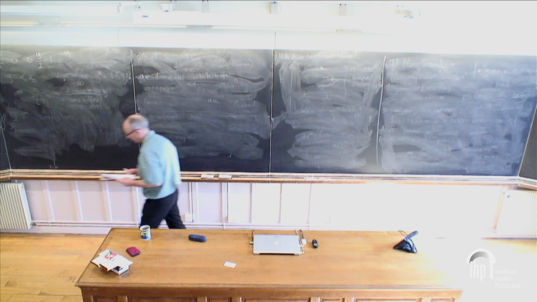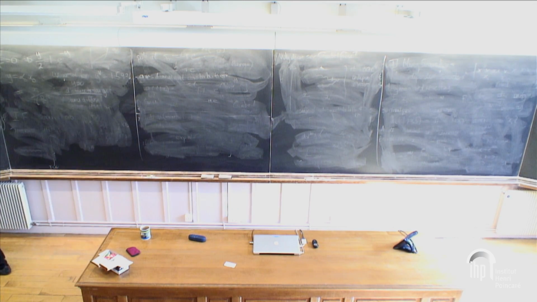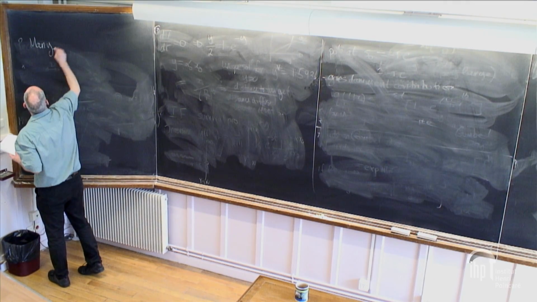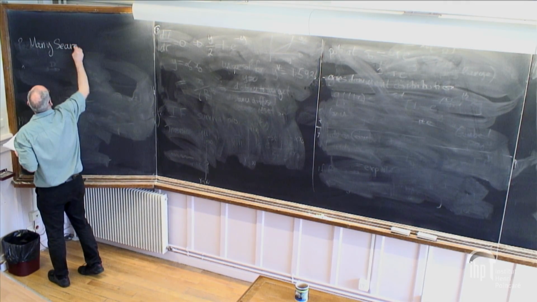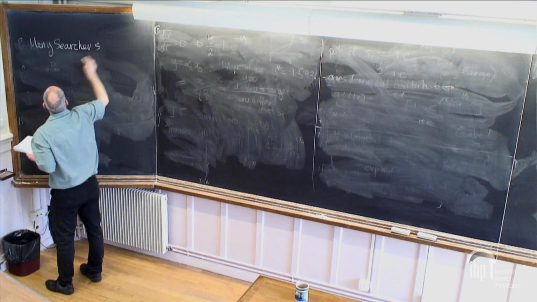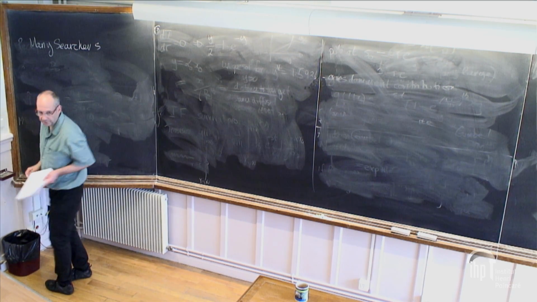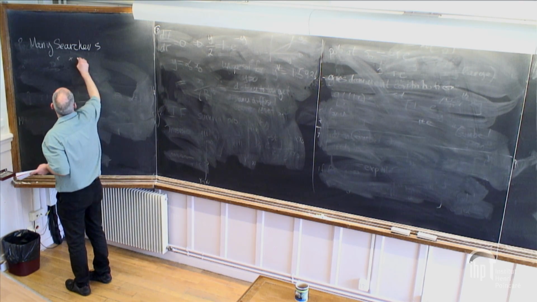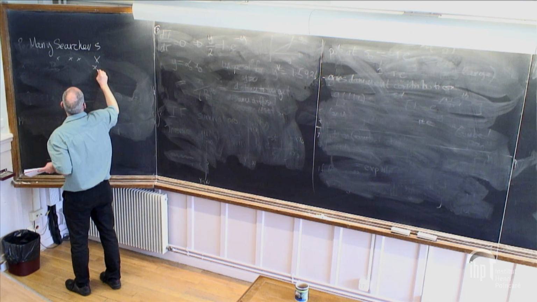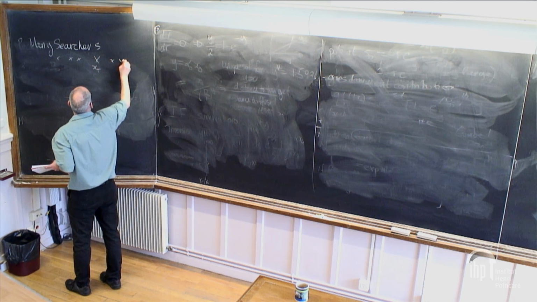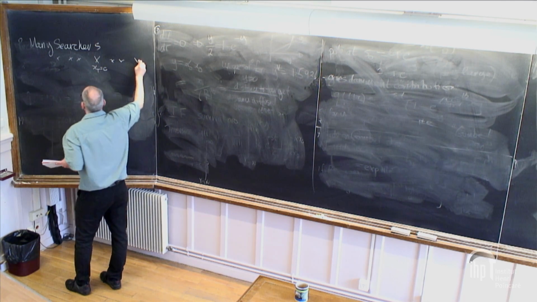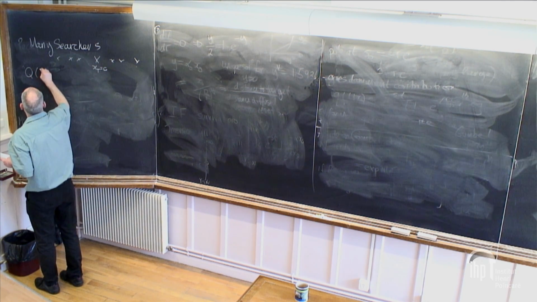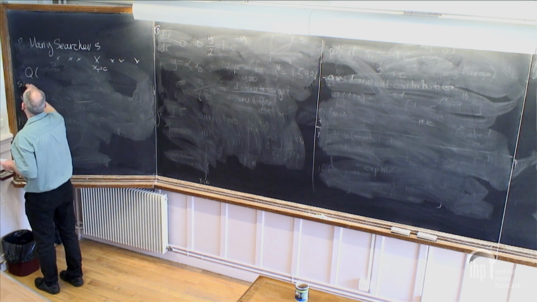So just to recap, we're now thinking about many searches, and we're thinking about the survival of the target. So we've got this bunch of searches, and then there's the target here. So take it 0, and Q, the survival of the target.